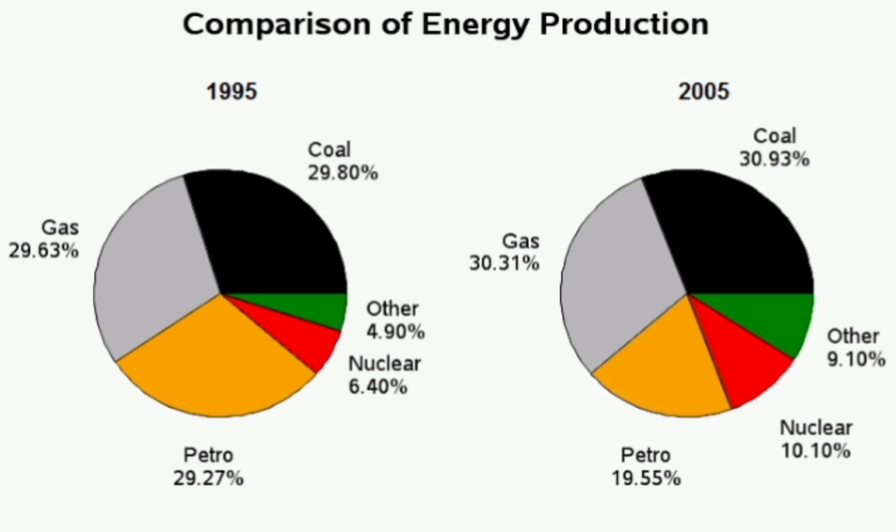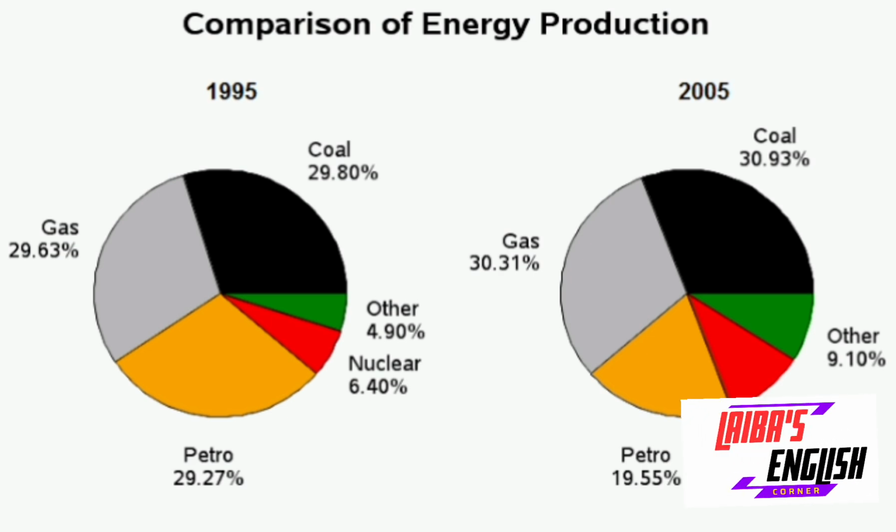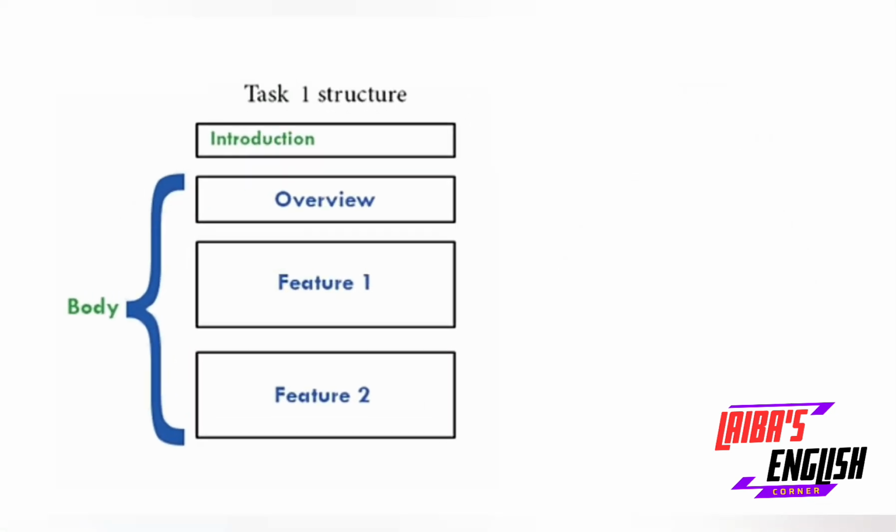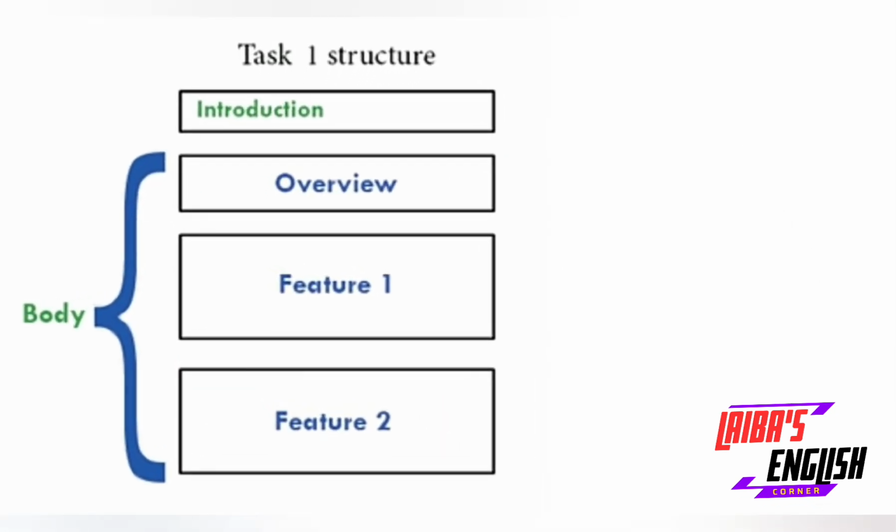For example, in 1995, coal was 29.80% of production in France, while in 2005, coal production is 30.93%. Similarly, for gas in 1995, there was 29.63%, while in 2005, there is 30.31% production of gas.